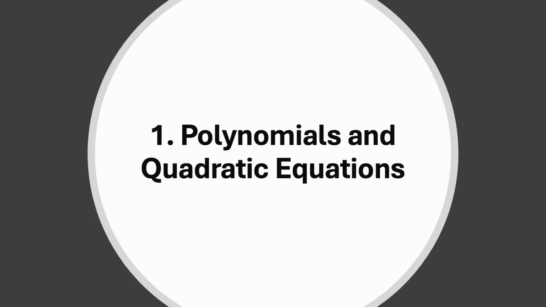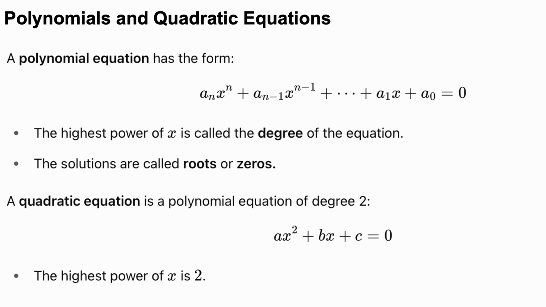Let us begin with the definitions of polynomials and quadratic equations. A polynomial equation has terms like powers of x, like x, x square, x cube, etc. The biggest power of x is called the degree of the equation. And when we solve these equations, the answers are called the roots or zeros. These are the values of x that make the whole equation equal to 0.